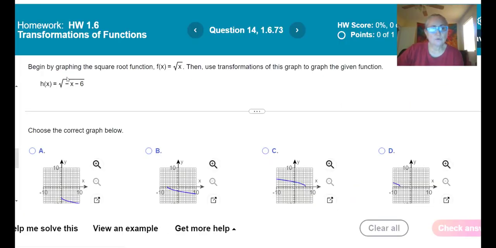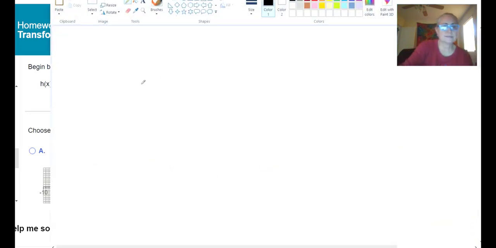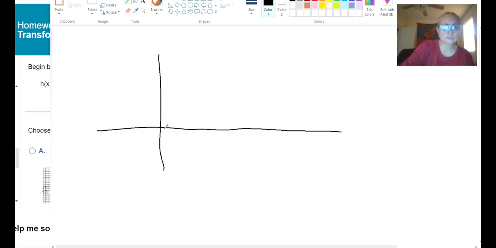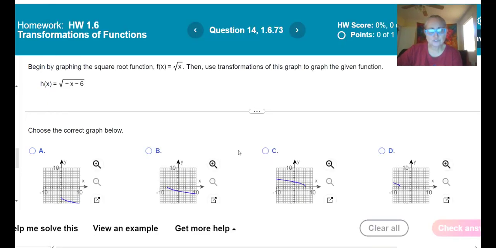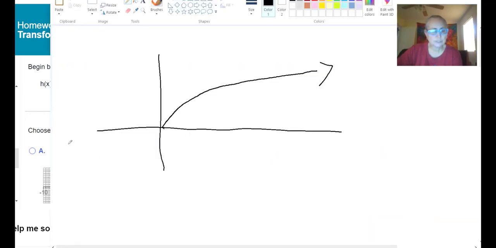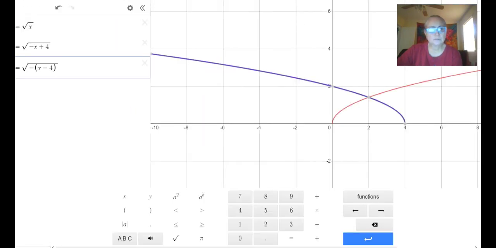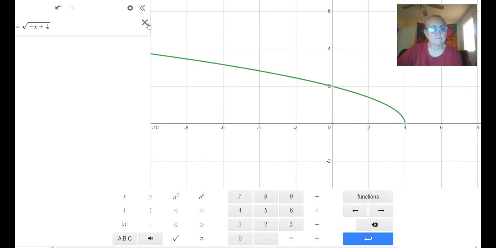Okay, so here we have another square root function, and we're going to do some transformations to that shape. You'll recall that the square root function, basic function, looks like that. Now I'm going to go over into Desmos to show you this one because it can be a little bit tricky and you got to really think about it. So here's Desmos. Let me clear these out.